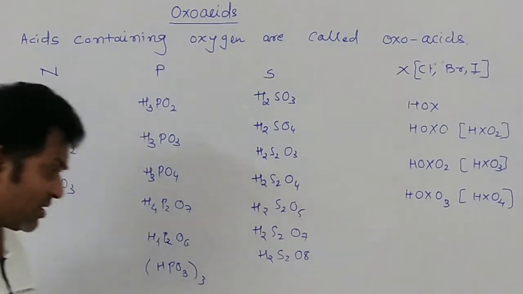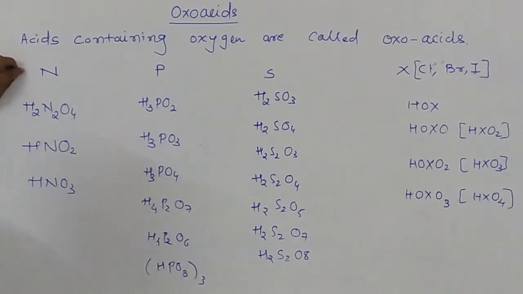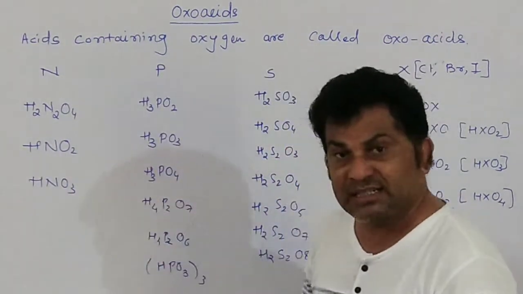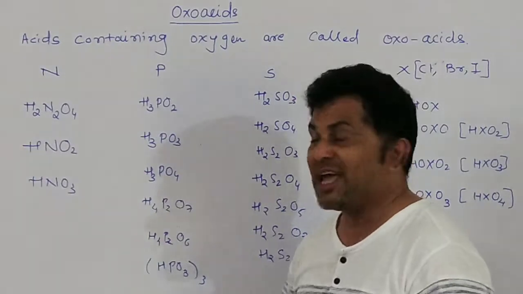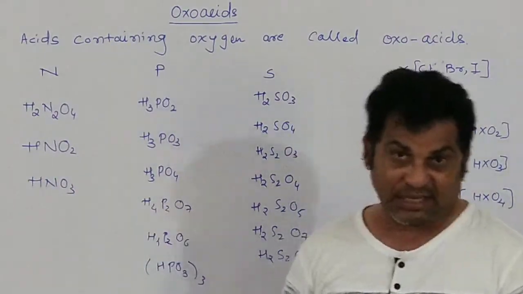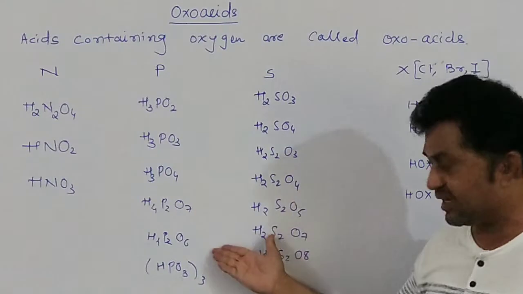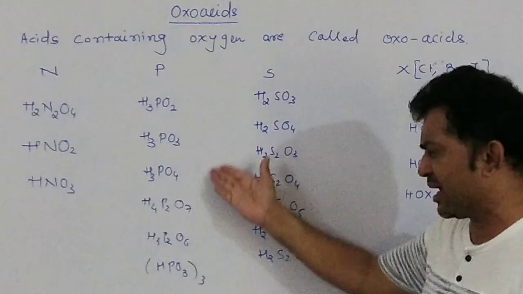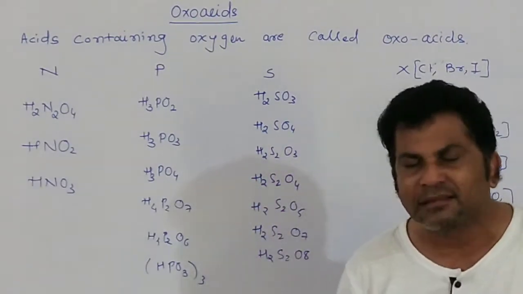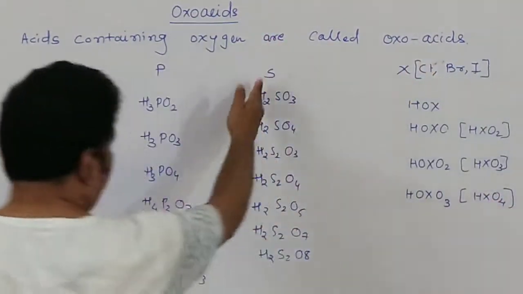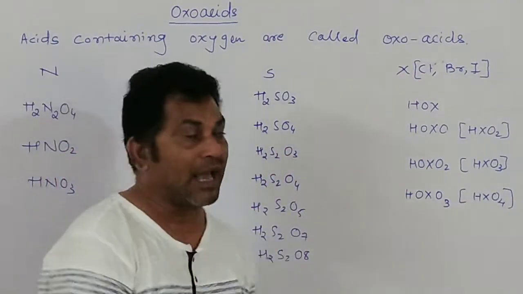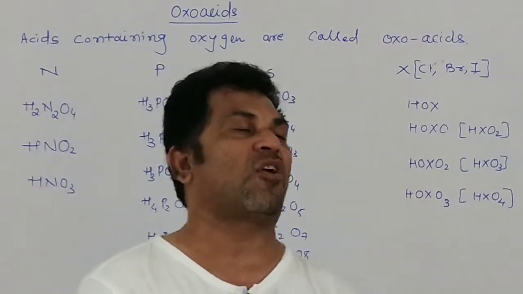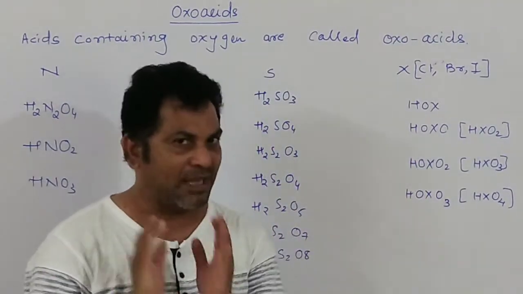Now here I have given you some examples of oxo acids. First nitrogen. Nitrogen has three oxo acids: H2N2O4, HNO2, HNO3. Phosphorus also you can see. Phosphorus has H3PO2, H3PO3 and several other oxo acids. Like this sulfur, like this halogens. Halogens means chlorine, bromine, iodine. So these are the oxo acids of the elements of the P block.